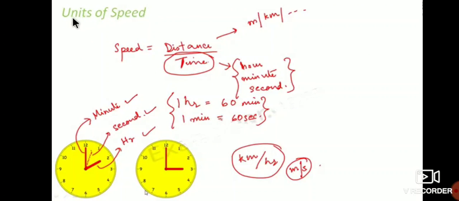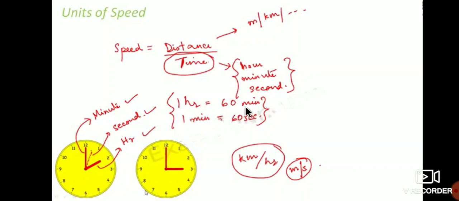Next, very important is the unit of speed. See here, we know the speed formula: speed is equal to distance by time. So we are going to express the time either in hours, minutes or seconds. There are three parts in a clock: hours, minutes and seconds. First is hours, next is minutes, and next is seconds. The smallest unit is seconds, then minutes, and the last one is hour.